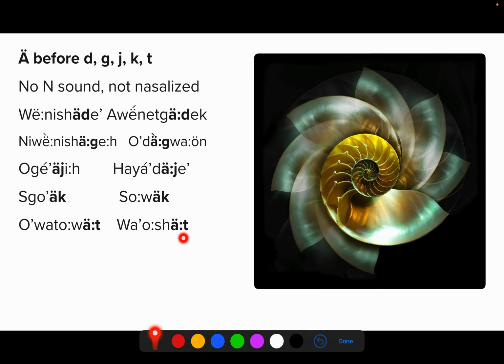And then waos had. So you notice there's no N sound, and that's why you wouldn't say it's a nasal A, because it doesn't perform the nasal just like the other ones. So hopefully that helps when reading those particular characters.